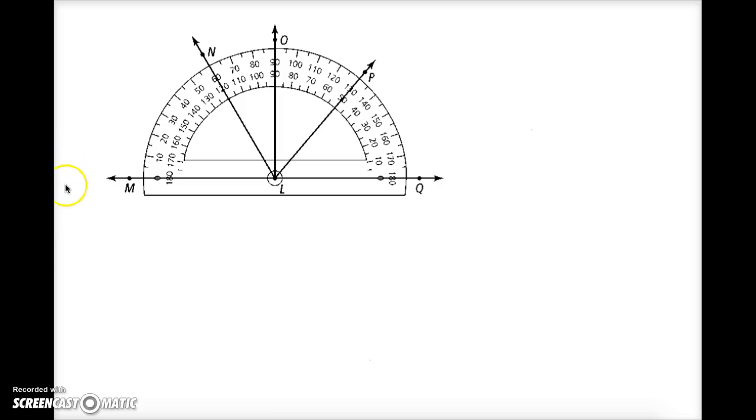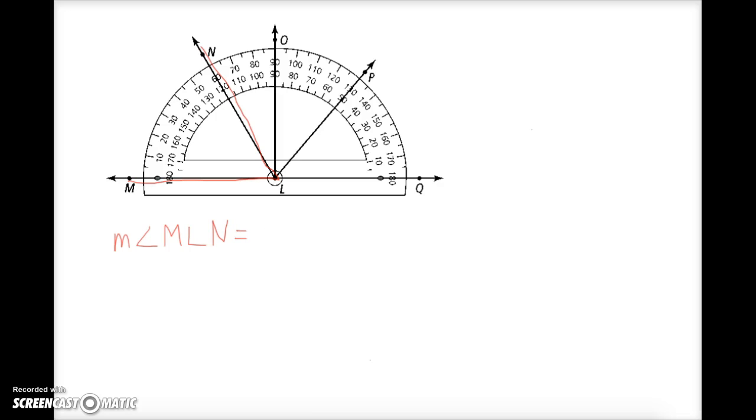So we want to find the measure of angle MLN. Remember, the middle point is your vertex, so we're looking at this angle MLN. We want to find that measure. And similar to finding distance for segments, the measure of this is going to be the absolute value of the difference between the coordinates of each ray.